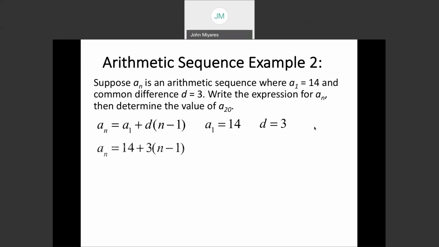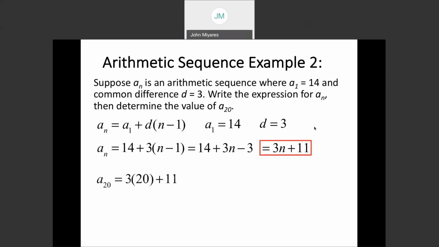Substituting those values into the formula, we get a sub n equals 14 plus 3 times the quantity n minus 1. Distributing the 3 through those parentheses gives 14 plus 3n minus 3, which simplifies as 3n plus 11. So to get to the nth term, we're going to take our index value n, multiply it by 3, and add 11. To get to the 20th term, we just substitute n equals 20 into the formula to get 3 times 20 plus 11, which will simplify to 71.